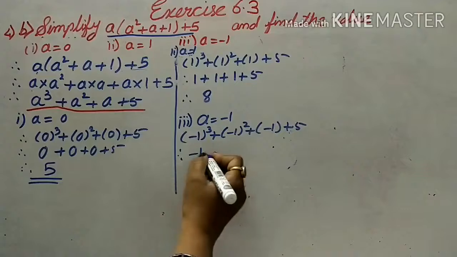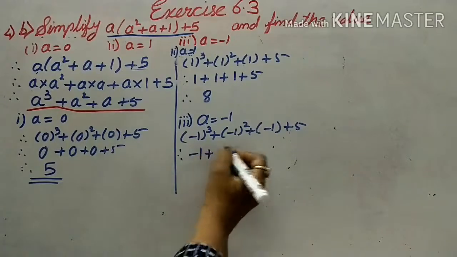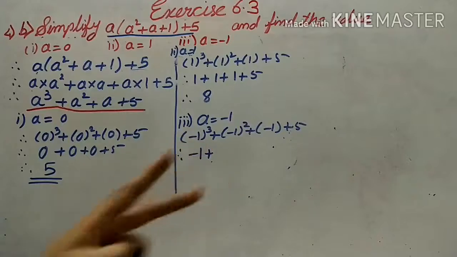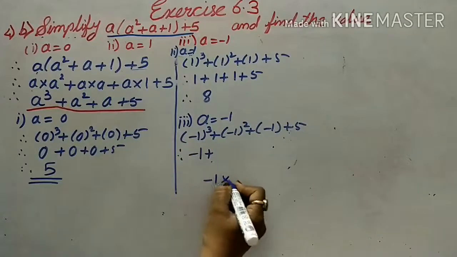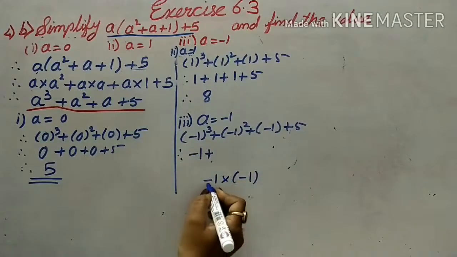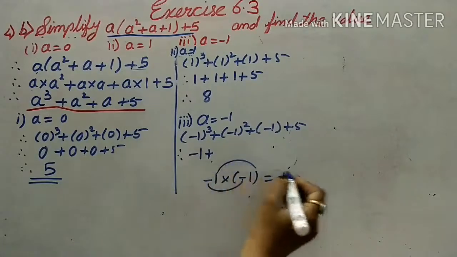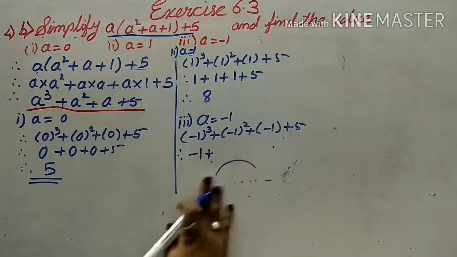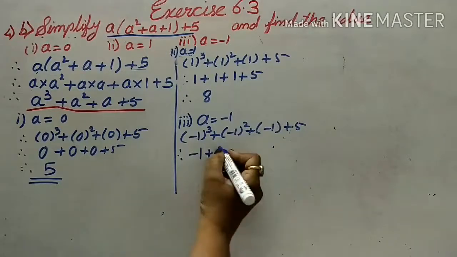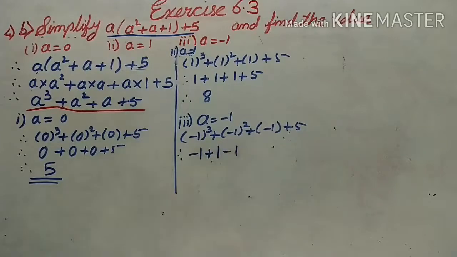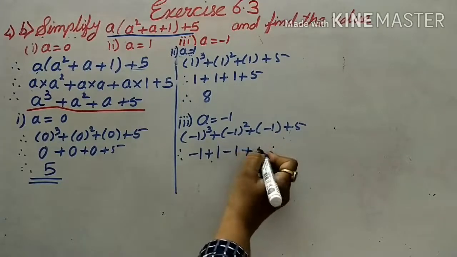Minus 1. Plus. Now minus 1 square means minus 1 we have to multiply 2 times. Minus 1 into minus 1. Now minus into minus plus, 1 ones are 1. Therefore the answer here, what did we get? 1. Now plus into minus, minus 1 plus 5.